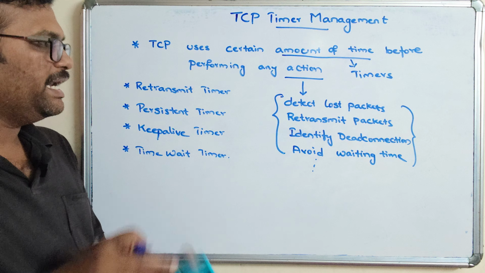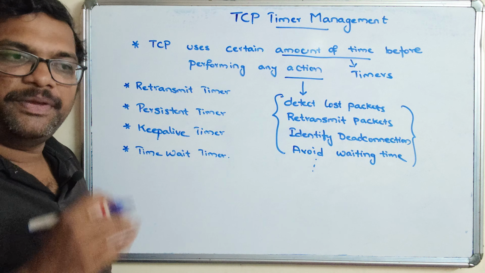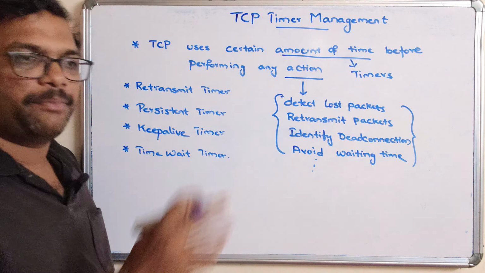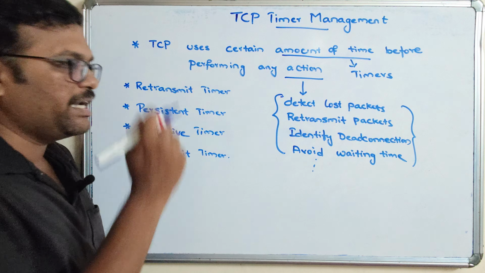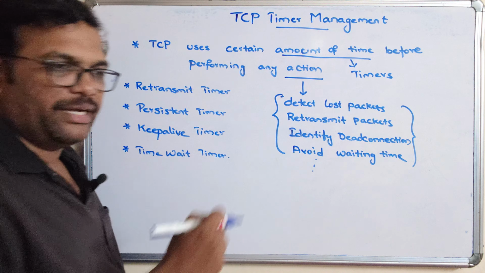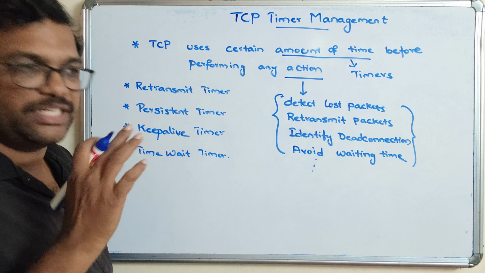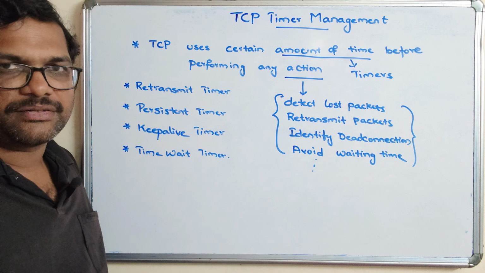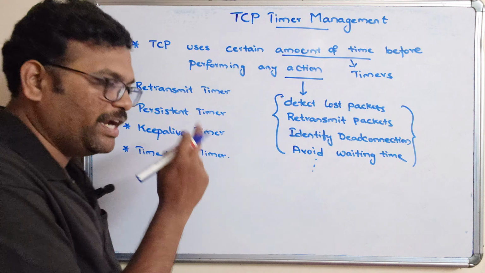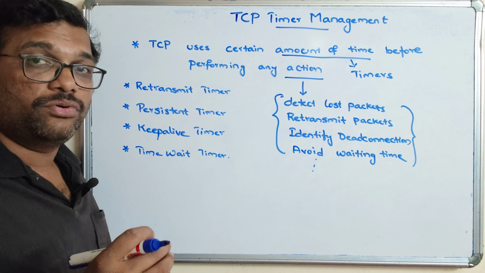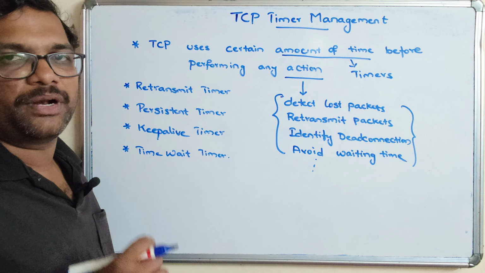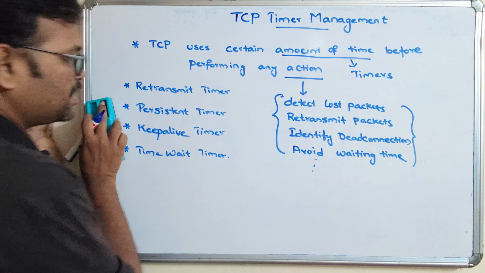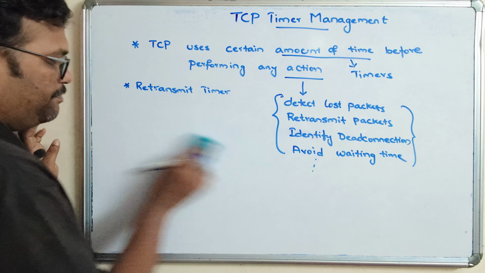The retransmit timer will identify the lost packets and also retransmit the packets. Similarly, the persistent timer will avoid the waiting time, that means it will avoid deadlock situations. The keep alive timer will identify dead connections. And finally, the time wait timer will be used to close the connection properly. So we'll see them one by one. First, let us start with the retransmit timer.